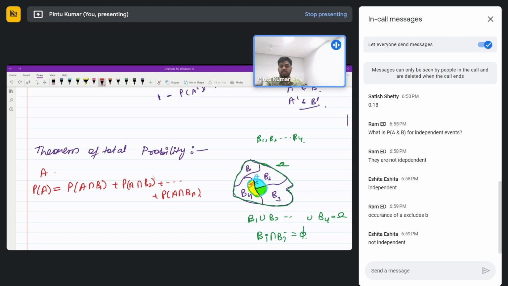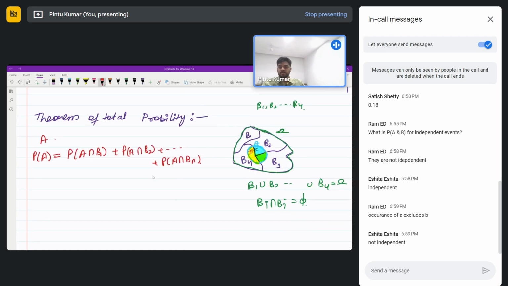So let's more formally write it. Let's say Bi, a collection, is a partition of your sample space sigma. Then probability of A is given by the summation over i of probability of A intersection Bi.